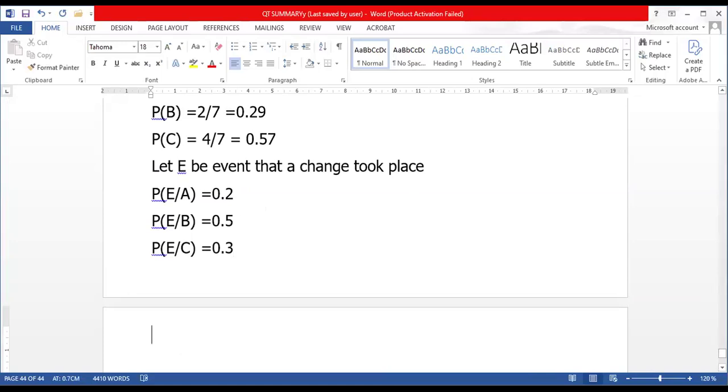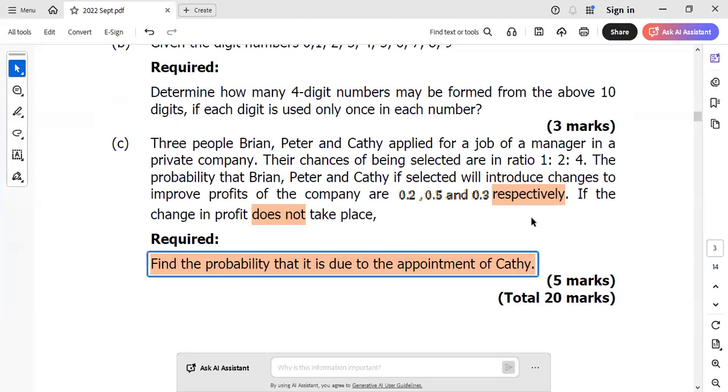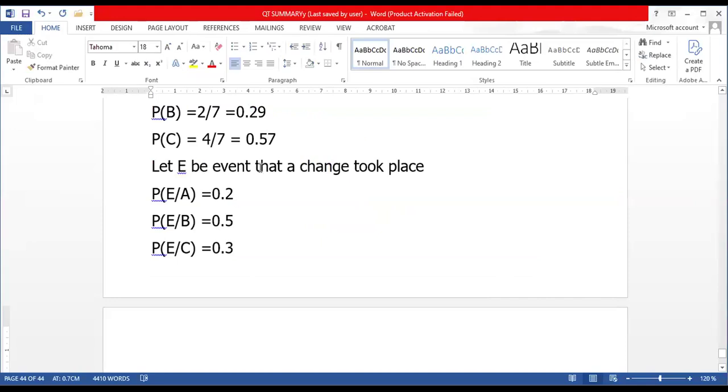Basically, what you need here, guys, is to really pay attention. If the change in profit does not take place, it means that you are working backwards. Here you have defined E to be the event that the change took place. Now, the opposite of E can be E bar, and we are interested in this.